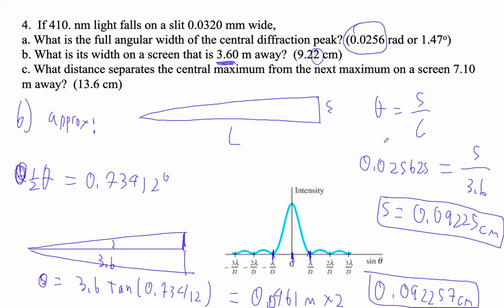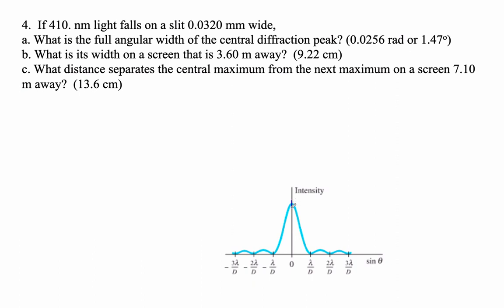Okay, what distance separates the central maximum from the next maximum on a screen 7.1 meters away? Ooh, the central one to this guy here. Let's do this. Here's our central guy right here, at 0, and then there's this one. That next maximum falls in between there. Is it 1.5 wavelengths away? I think it is. So that angle is going to be 1.5 times lambda over d, because the minimum here is lambda over d and the next minimum is 2 lambda over d, so that guy is right in the middle.